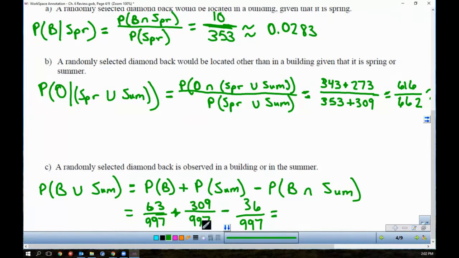If I do the math here, what should I get on top? Let's see. 336 over 997, which is approximately, no, exactly 1/3. 0.337. Okay, questions on number 6?